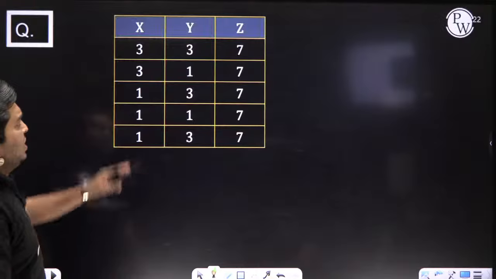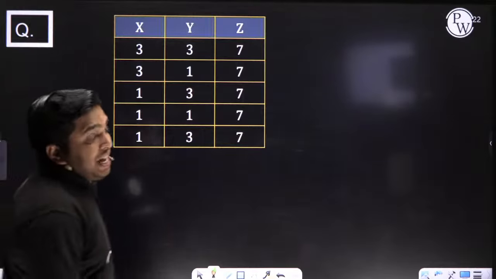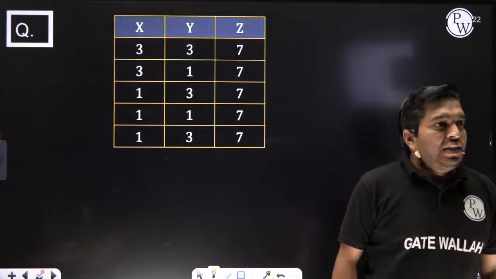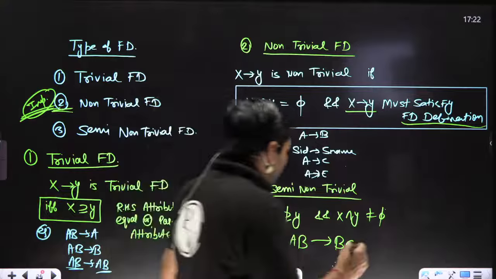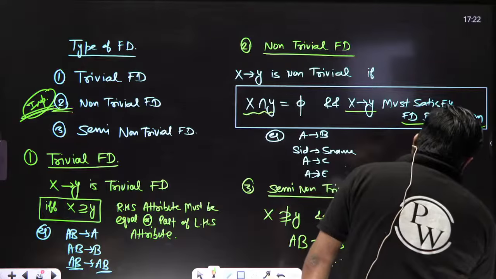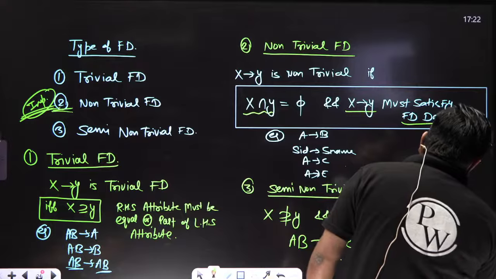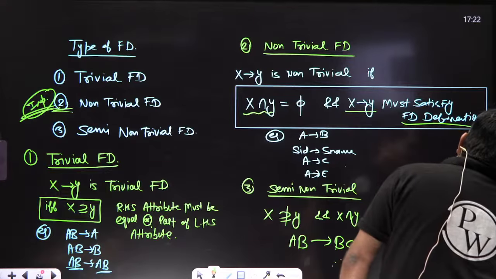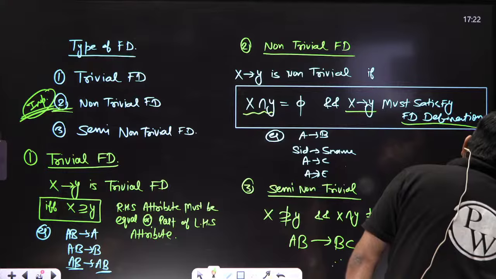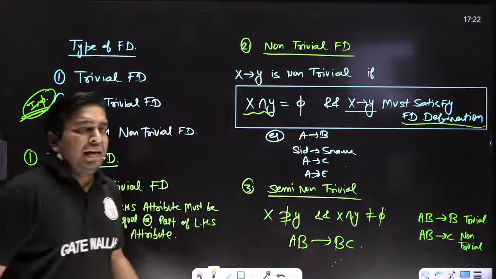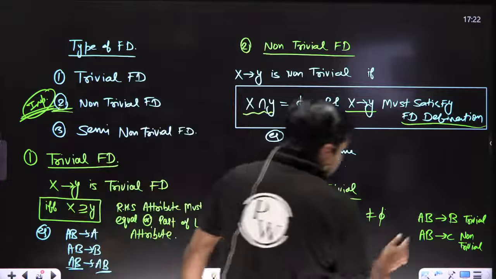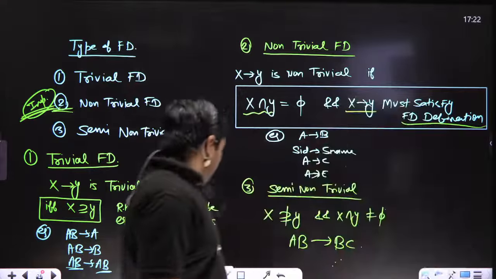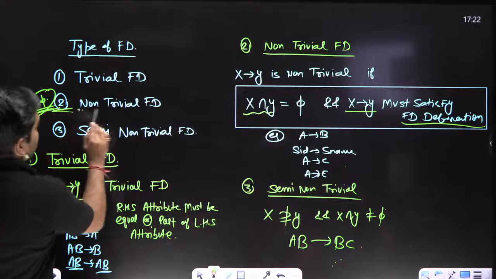Now this is the question. You have to find which FD is satisfying. Non-trivial is asked; semi non-trivial is not asked. Why? Because semi non-trivial is nothing. You can see here AB, when you apply the splitting rule, AB to B and AB to C, this becomes trivial and this becomes non-trivial. Are you getting my point? It is neither completely trivial nor completely non-trivial before splitting. Clear?